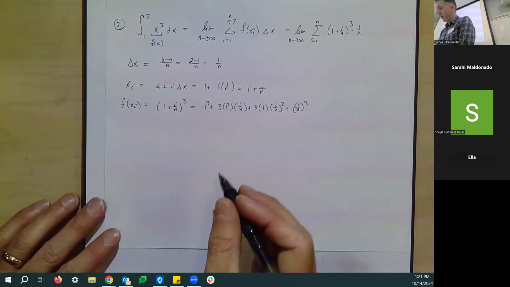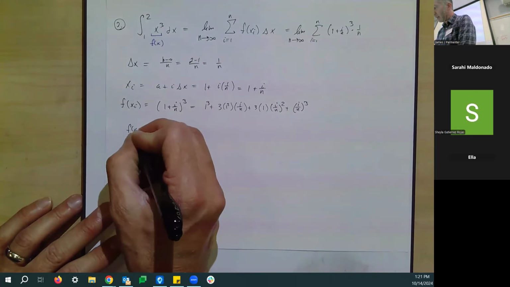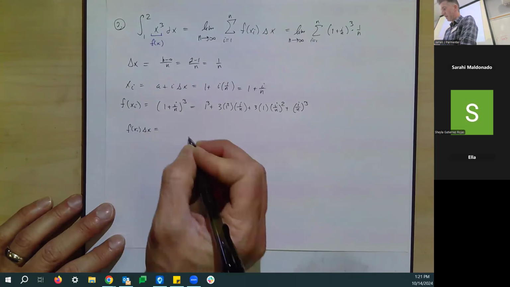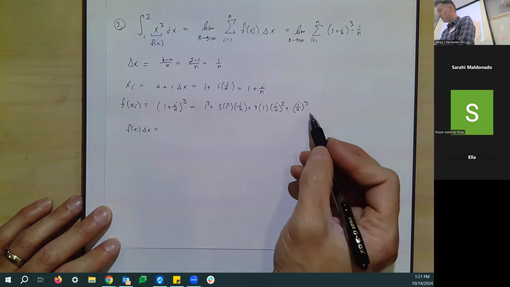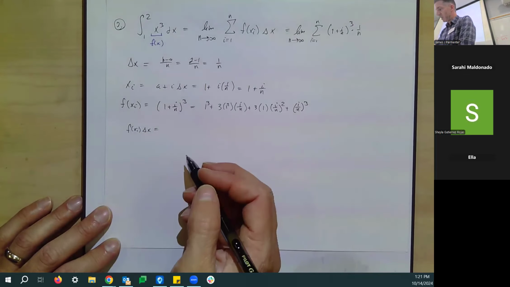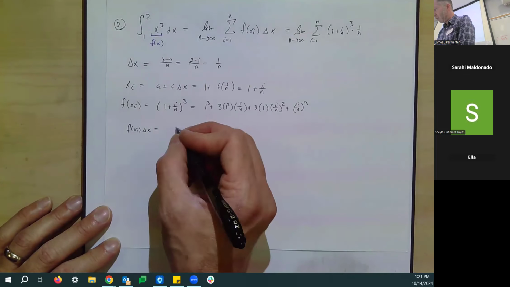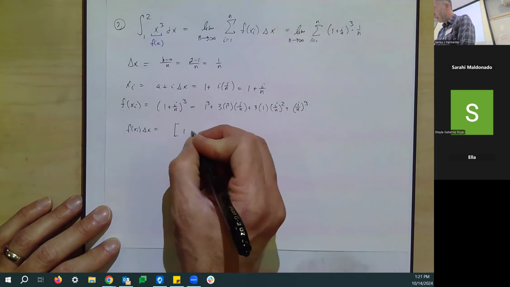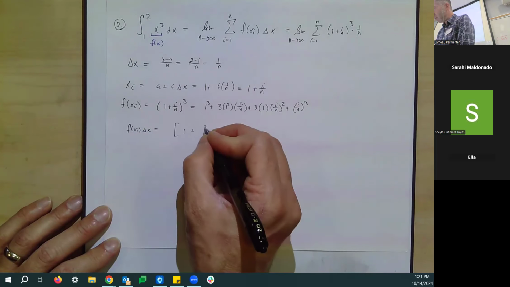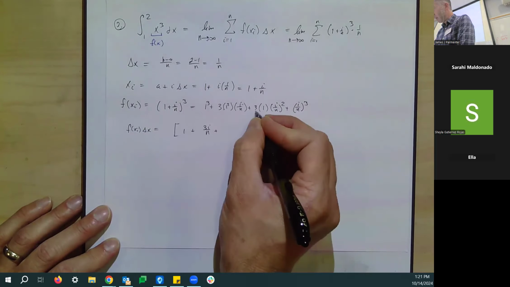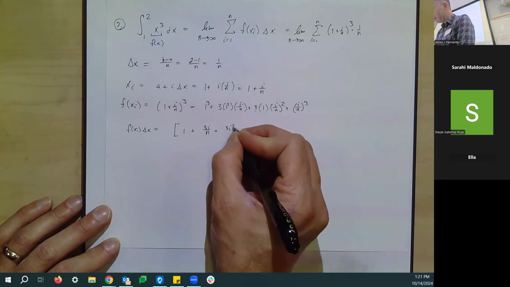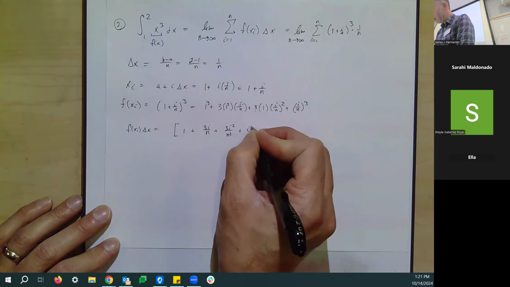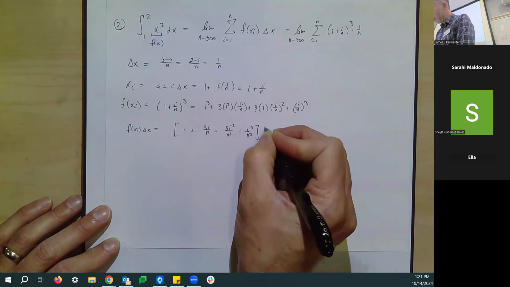So if we're just going to write out what f of x sub i times delta x is, and simplify it, it's going to be all of this times my delta x. Let's simplify this as we go here: 1 plus 3 times i over n plus 3 times i squared over n squared plus i cubed over n cubed, all times 1 over n.